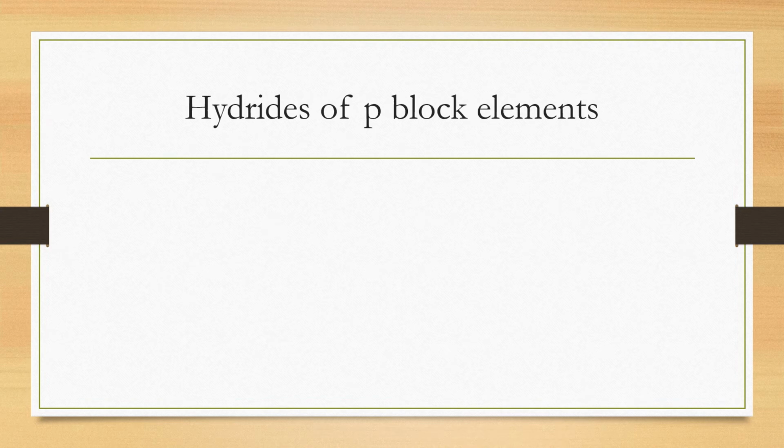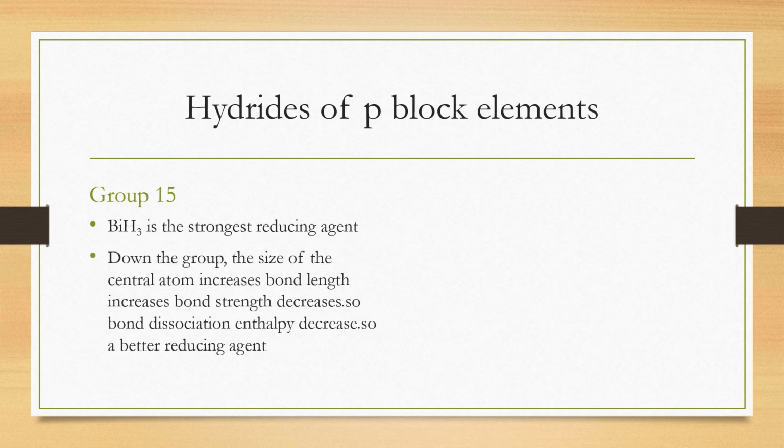Coming to hydrides of p block elements. When we compare the hydrides of group 15, you find that bismuthine, BiH3, is the strongest reducing agent. As we move down the group, the size of the central atom increases, and so the bond length increases, which reduces the bond strength, and subsequently the bond dissociation enthalpy decreases. That means such compounds can release hydrogen easily, and so they act as better reducing agents.